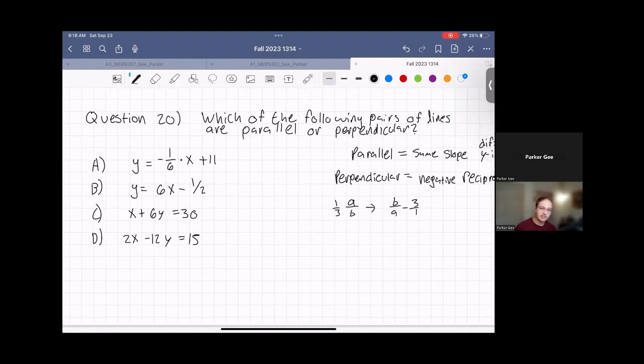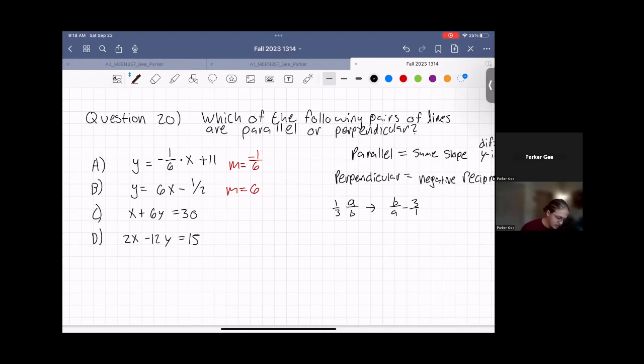So to determine if these are all parallel or perpendicular, all we have to do is look at their slopes, right? So these first two are easy. The slope on this one, we already have it in slope intercept form, so it's just going to be 6. This one is going to be positive 6. So you can kind of start to see that these might be perpendicular because they are flipped and one's negative, right? But these other two make it a little bit more tricky.